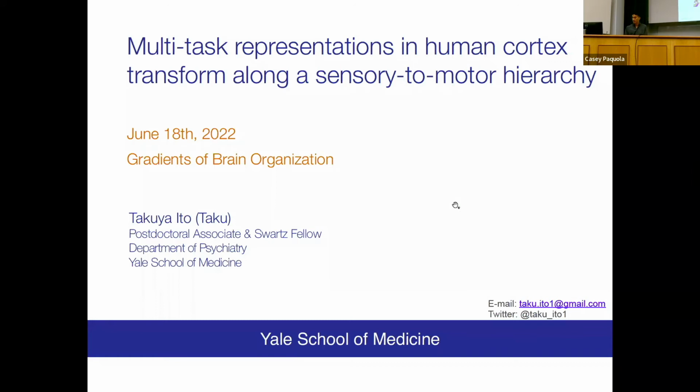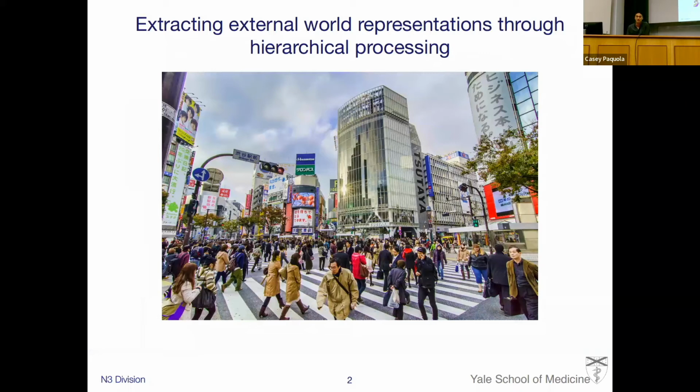And so I want you to imagine the task of crossing a busy street with a lot of distracting sensory stimuli, like the Shibuya crossing in Tokyo. Now, to do this task, we have to filter out a lot of irrelevant information to hone in on the single piece of information that's useful for this task. So in this case, it'd be a traffic light.